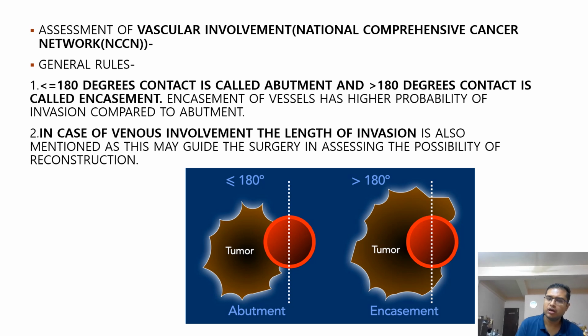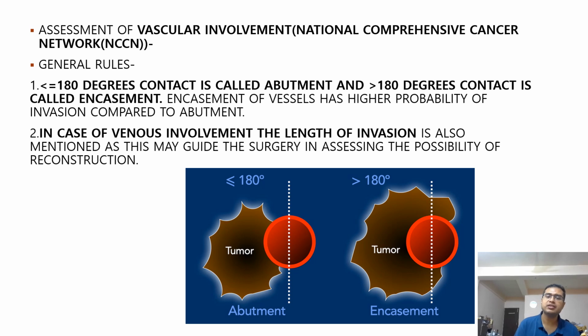So when the tumor involves the vessel with less than 180 degrees contact or up to 180 degree contact, it's called abutment of that particular vessel. When the tumor has more than 180 degree contact with that particular vessel, then it's called encasement of that vessel. So why is it important? Encasement of the vessels has a higher probability of invasion compared to abutment.